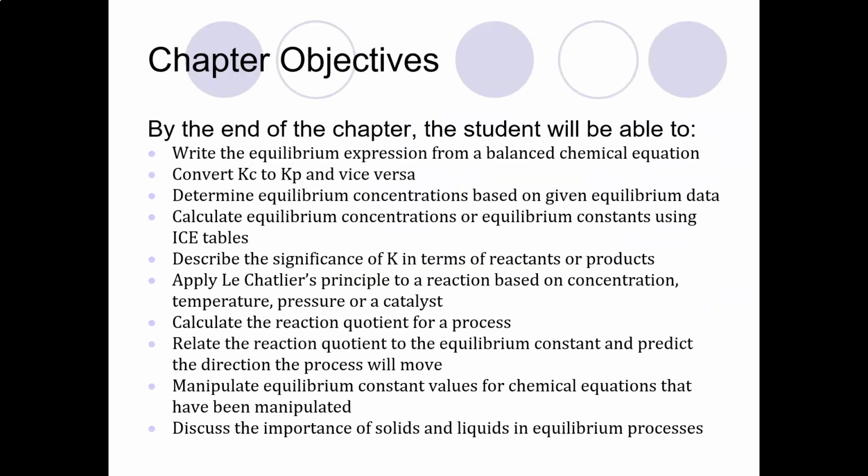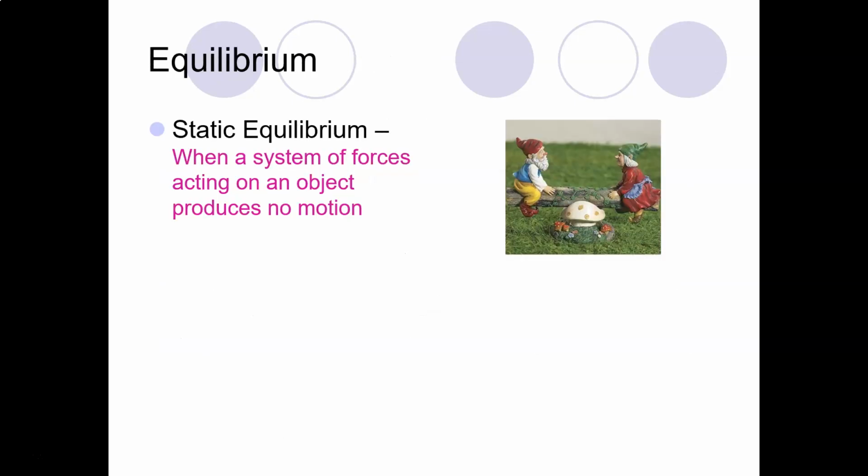Okay, so to get us started, here's our chapter 15 objectives. Again, this is for the entire chapter, so things that you need to know how to do by the end. This would be what I would focus on when you're studying for exams. So, definition stuff. There are 2 types of equilibrium. There is static equilibrium, which is what happens when we have forces on an object that keeps it stationary. So this super fancy picture of 2 gnomes on a log, like a seesaw, where they're balanced completely flat. That would be static equilibrium.